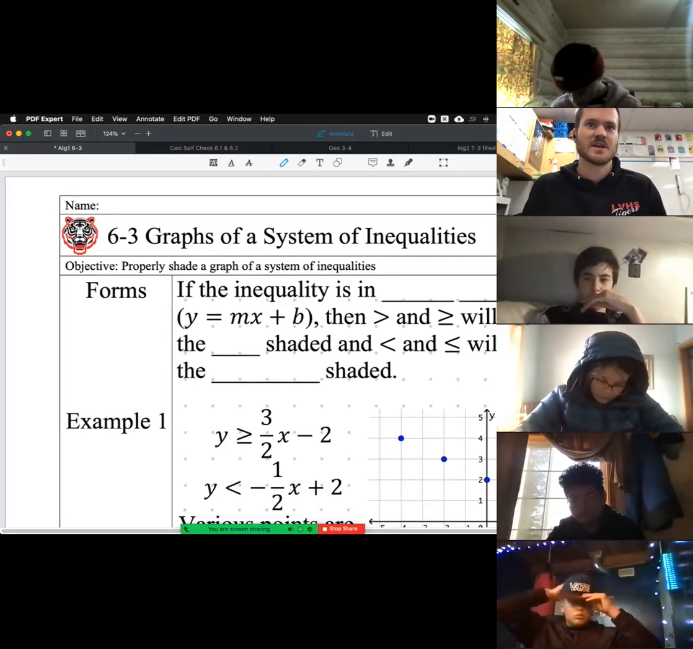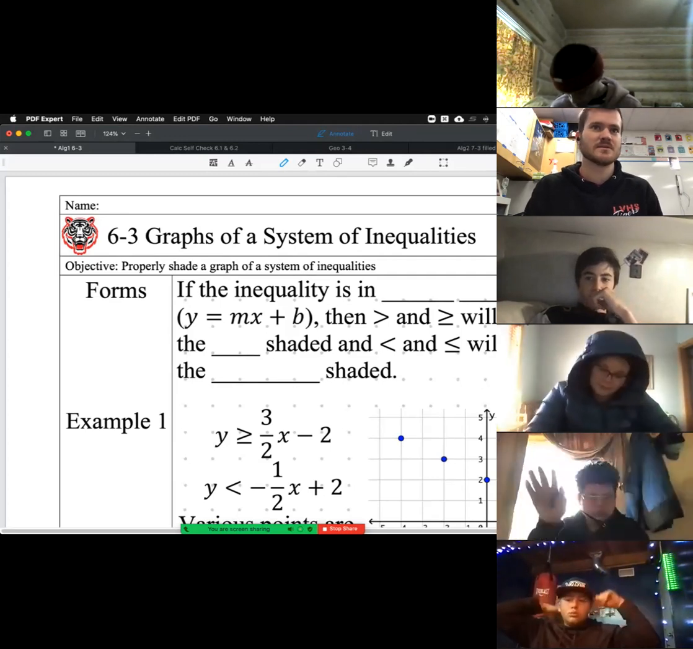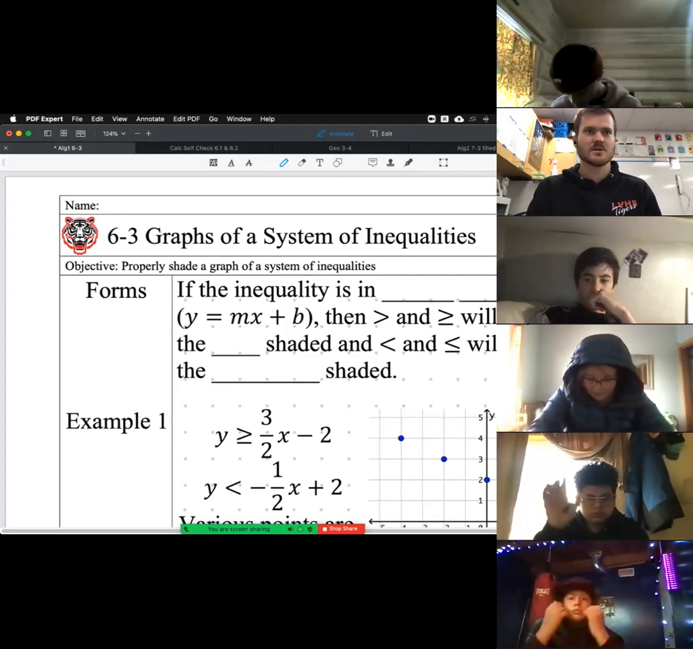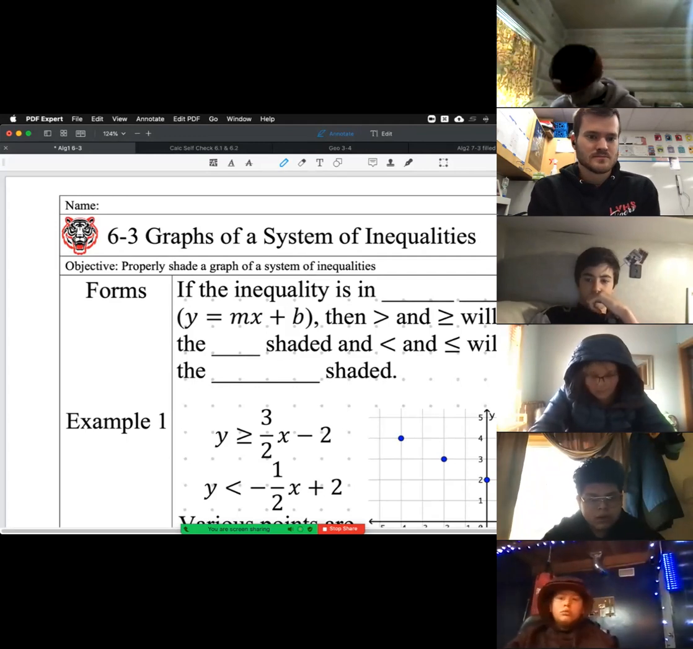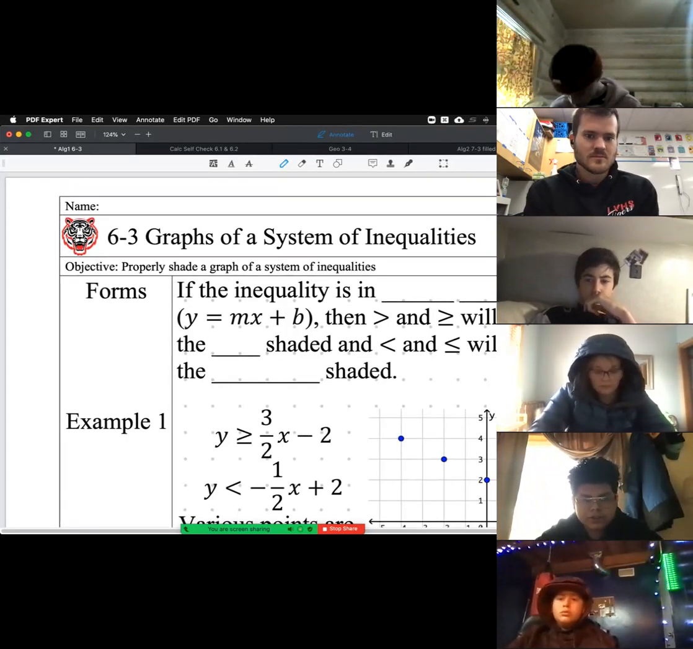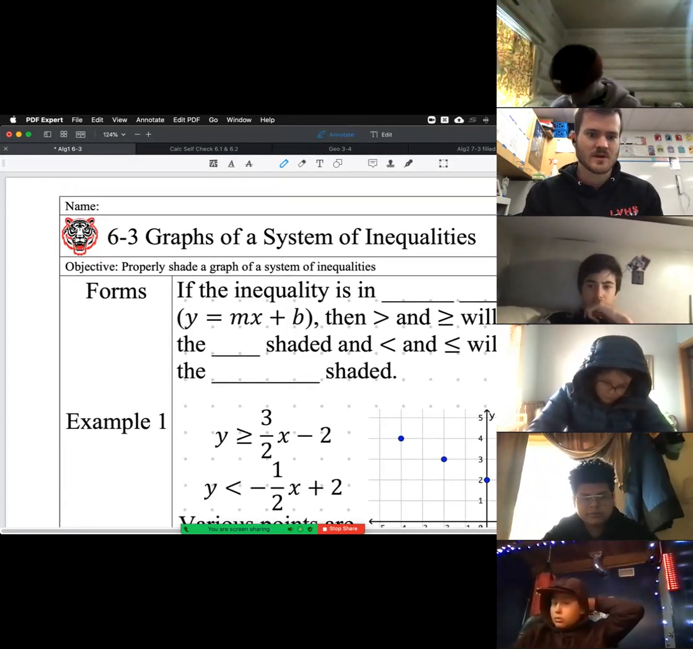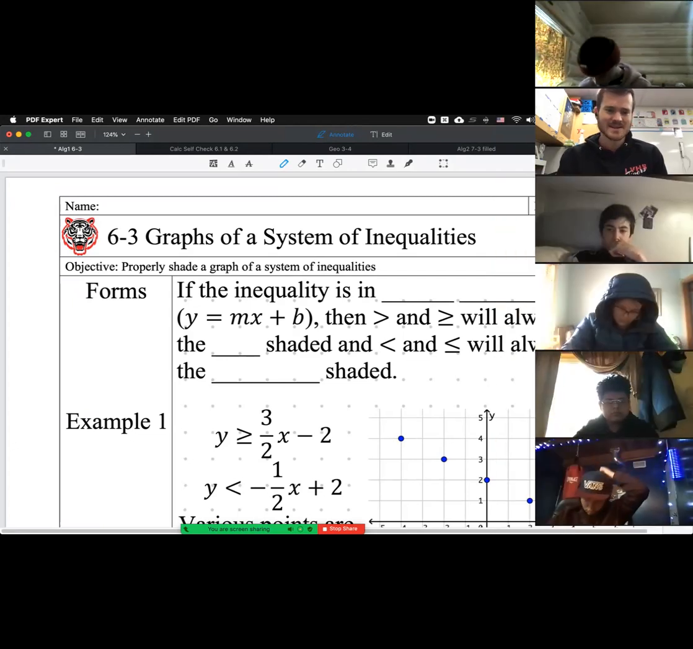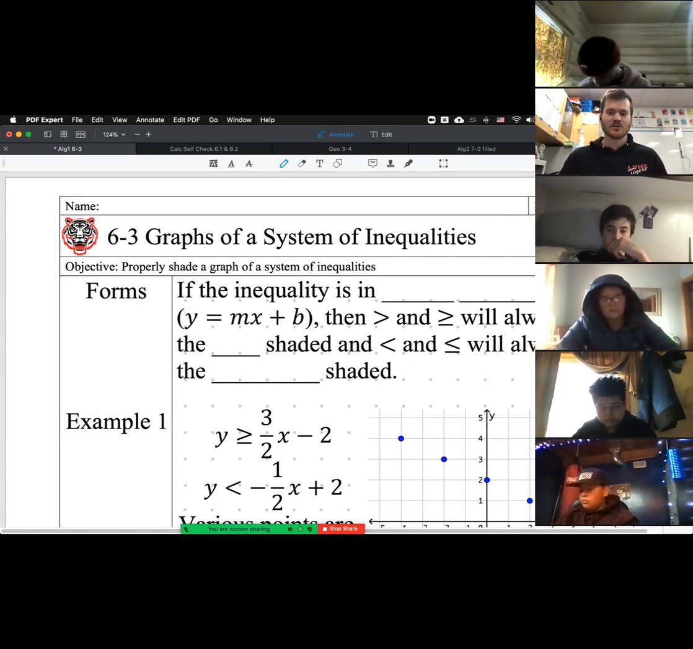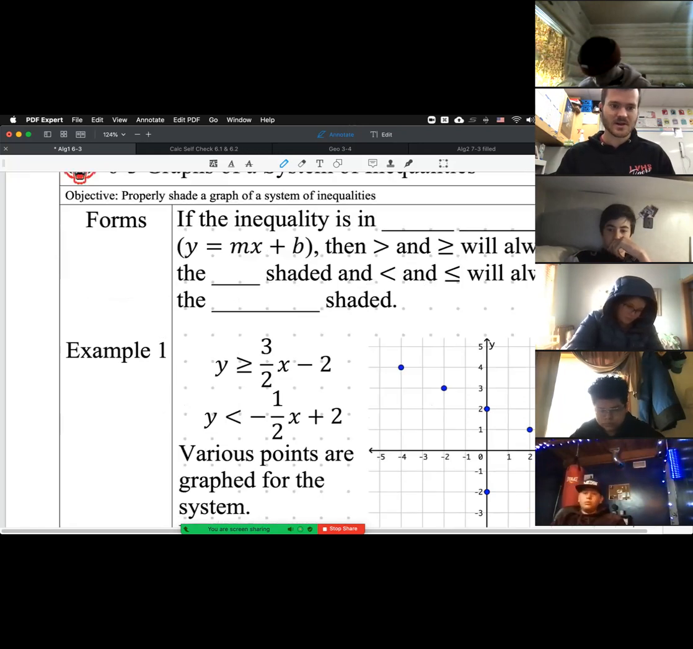Our objective today is to do what? Diego, go for it. Properly shade a graph of a system of inequalities. So there it is. It's basically the same as our last lesson, 6-2. Last lesson, I wanted you to properly shade a graph of just one inequality. Now it's a system of inequalities. So I'm just adding another inequality in there and seeing if you can still shade it correctly.